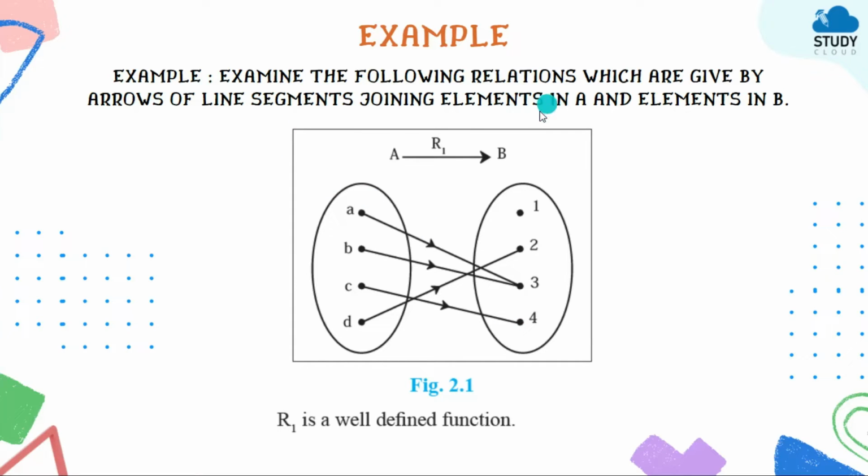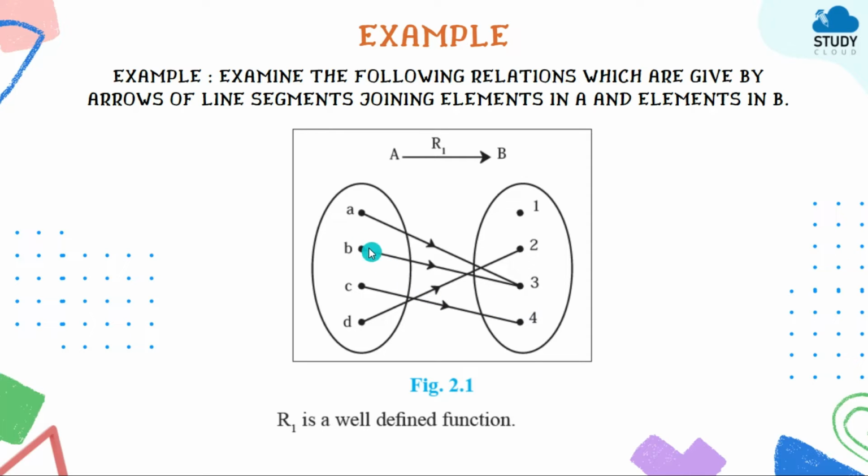Examine the following relations which are given by arrows or line segments joining elements in A and elements in B. A to B. See, this is R1. R1 is the relation. The elements in A are a, b, c and d. Elements in B are 1, 2, 3 and 4. Here we have to check that every element of A is associated with exactly one element of B.